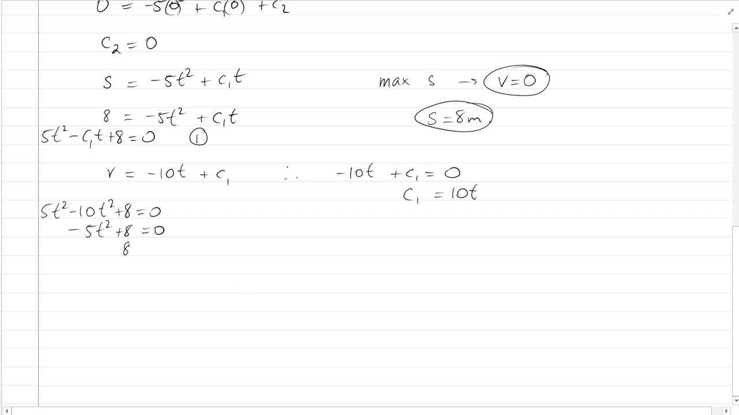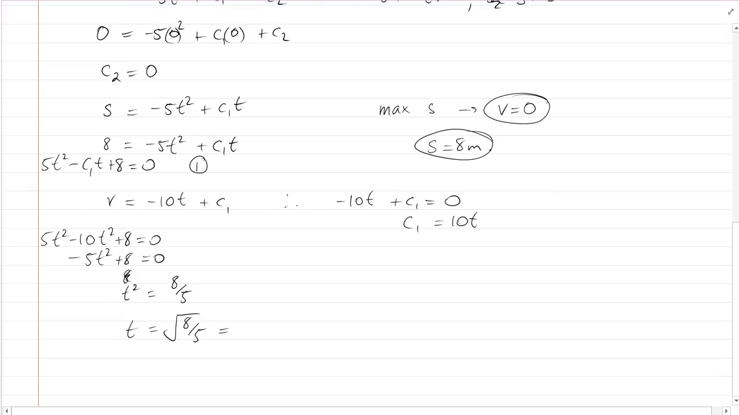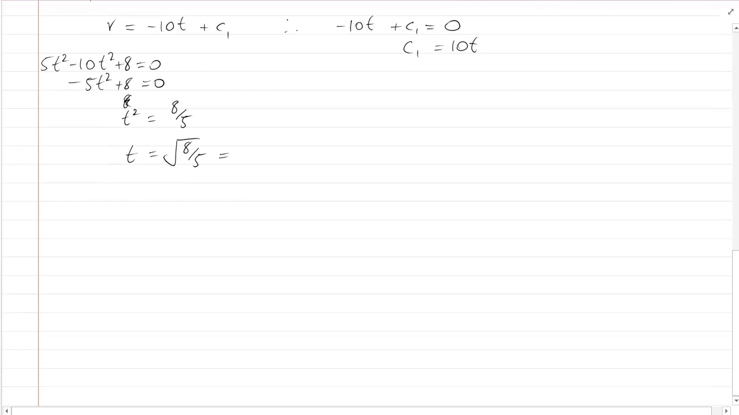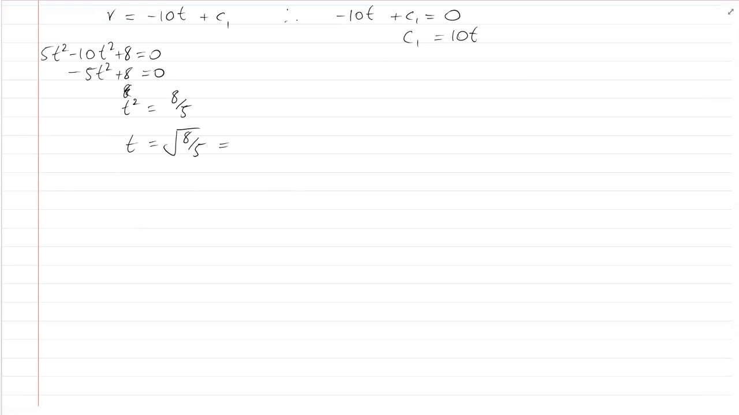And that gives us t squared equals 8 divided by 5, and t equals the square root of 8 divided by 5. 8 divided by 5 is 1.6. The square root of 1.6 is probably about 1.3. We don't need to know exactly what it is now. We just need to know that is the time when the maximum occurs. So if we know the time when the maximum occurs, then we know the time when the velocity is 0. So we can go back to our original equation for velocity.